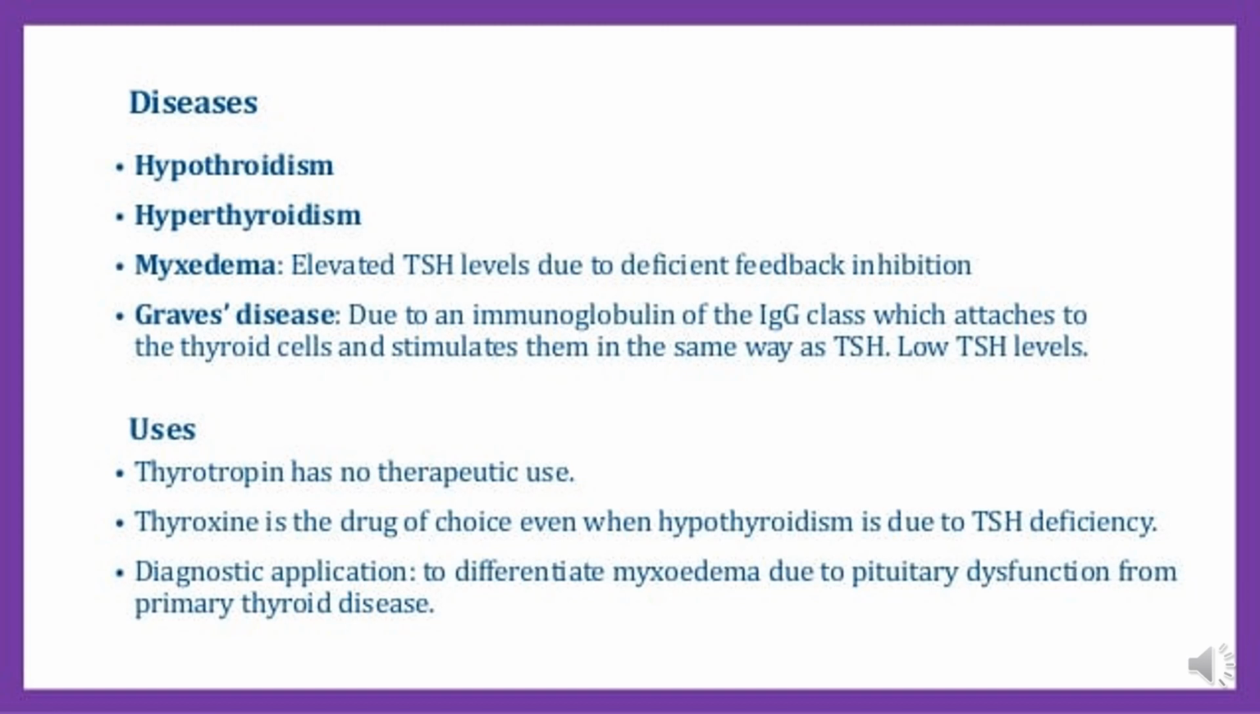Uses. Thyrotropin has no therapeutic use. Thyroxine is the drug of choice even when hypothyroidism is due to TSH deficiency. Diagnostic application. It helps in differentiating the myxedema due to pituitary dysfunction from the primary thyroid diseases.